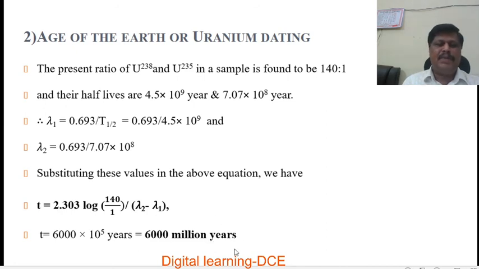Using the present ratio of uranium 238 and uranium 235, the values of half-lives and calculating decay constants, and after substitution in this equation, we can estimate the age of the Earth as 6,000 million years.